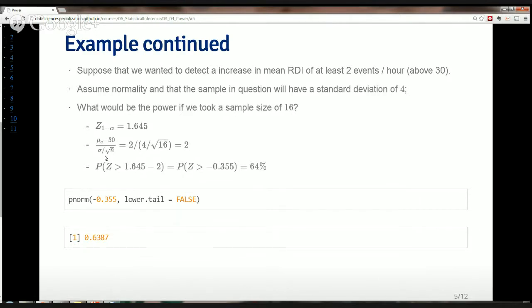The standard error, so here you see the difference in means, mu a minus 30, should be 2. Our sigma over square root n should be the same. We assume we have a standard deviation of 4. I just picked 4, so it would cancel out with the square root of 16. So that just gets 2. And then we want the probability a standard normal is above 1.645 minus 2, so that should be about 64%.